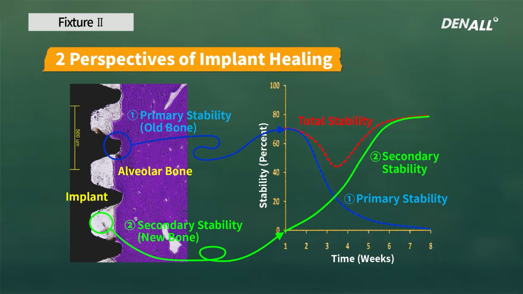That means the primary stability goes down as time goes by. Meanwhile, secondary stability goes up, and the total stability dip is created at some point that is called the stability dip. Efforts have been made to improve the design and surface of a fixture to decrease the total stability dip. We need to look at the primary stability to address the issue.